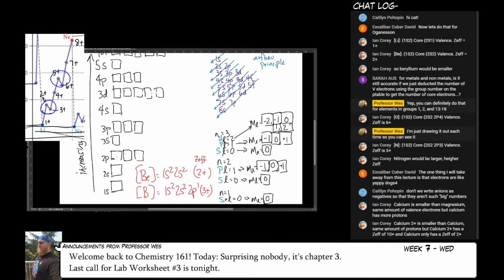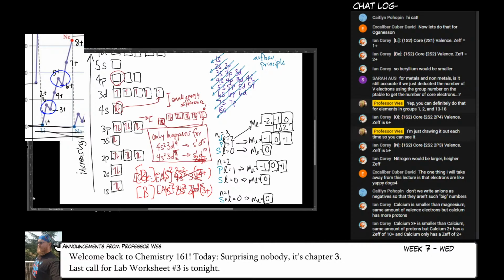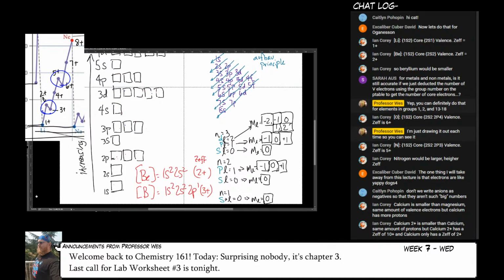Well, let's fill in the electron configuration and see if we notice anything cool. So for beryllium, we would do this. 1, 2, 3, 4. There's beryllium. But for boron, it's like this.